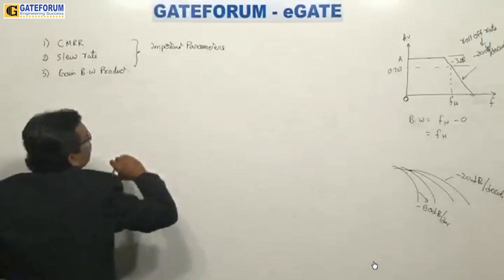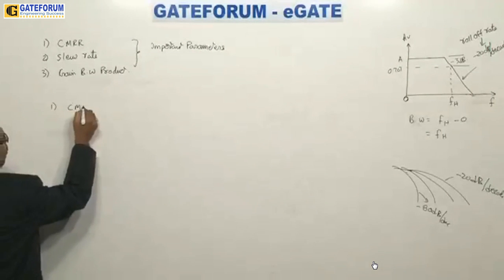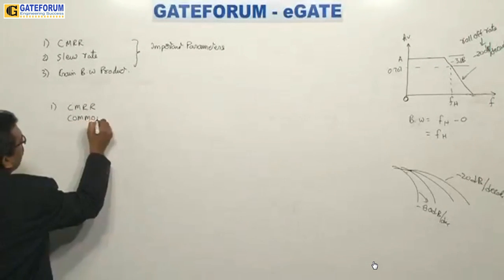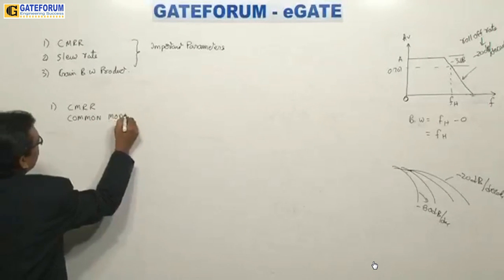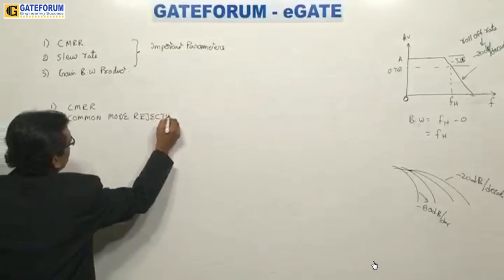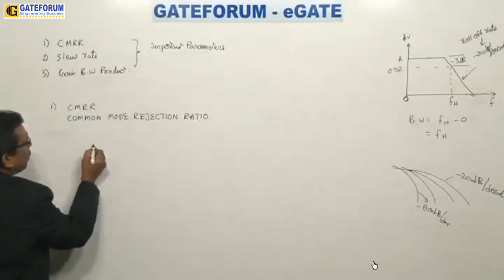Okay, these are the important parameters. So let us look here. First one, CMRR. Okay, CMRR: common mode rejection ratio.